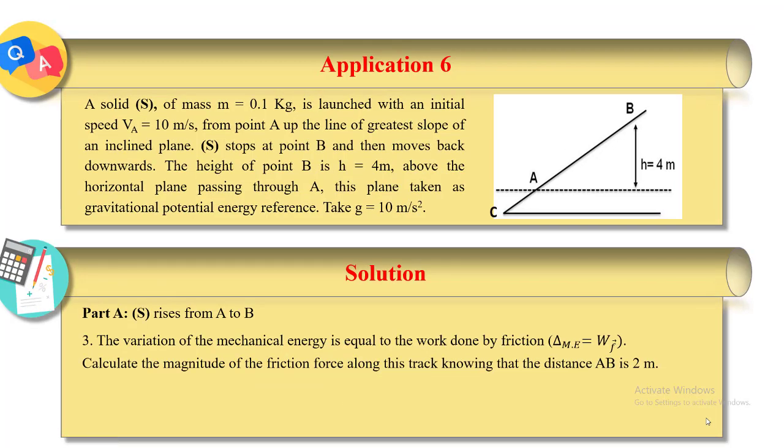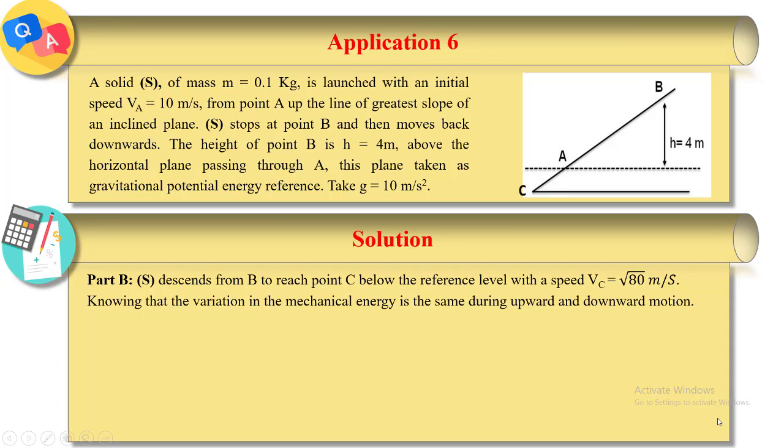In the third question, we have to calculate the magnitude of the friction force along the track AB, knowing that AB is equal to 2 meters. It's given that the variation in the mechanical energy is equal to the work done by the resistive force. So delta mechanical energy is equal to W_F. Delta mechanical energy is equal to minus 1. It's equal to minus F times AB. Then F is equal to 1 over 2, which is equal to 0.5 Newton.